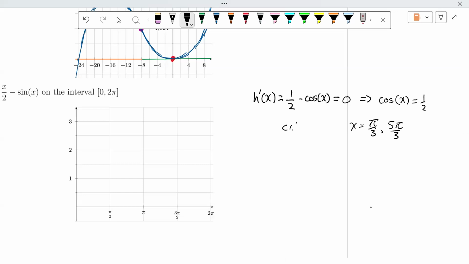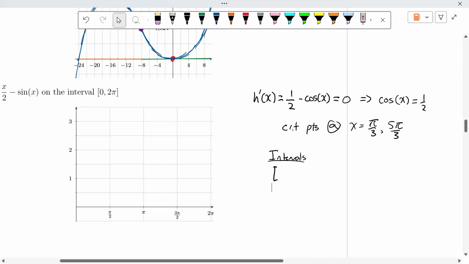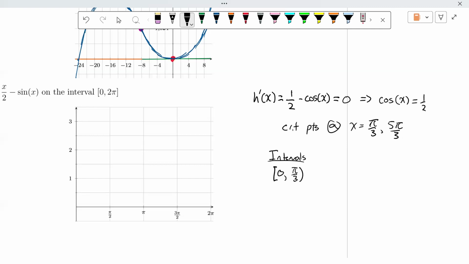Okay, yeah. So critical points are at those. All right, I should make a little table here. In this table, because my interval is from 0 to 2 pi, my first interval will be 0 to pi over 3, with 0 included. And then I'll have pi over 3 to 5 pi over 3. And then I'll have 5 pi over 3 to 2 pi.